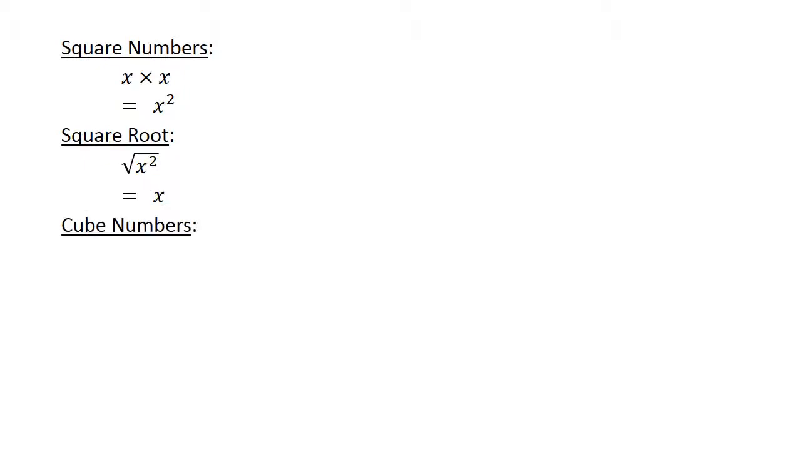Square numbers. x times x equals x to the power of 2. The square root of x to the power of 2 equals x. The cube of x is x times x times x, which equals x to the power of 3. And the cube root of x to the power of 3 equals x.